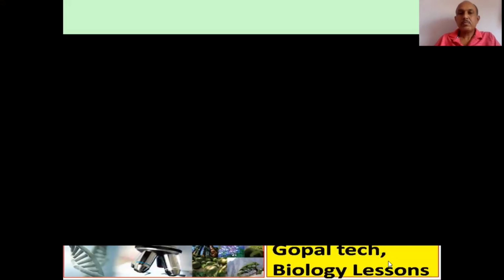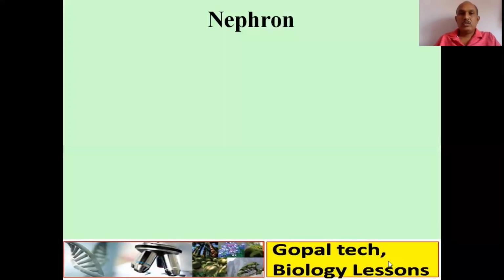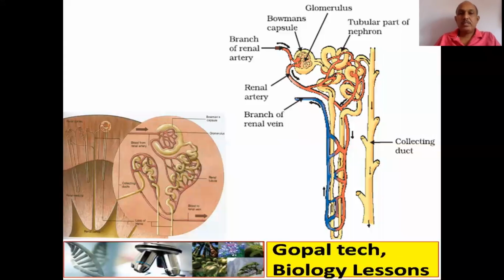Okay. Now see, this is a nephron. Here there is a Bowman's capsule, then inside there is a glomerulus. These are the renal tubules. This is Henle's loop, and here we'll get a collecting duct. There is a branch of the renal artery and renal vein that comes here. So this is how it is connected. You should draw this diagram from your textbook.